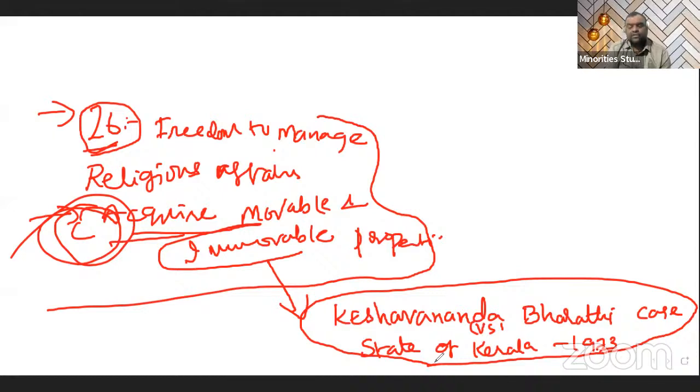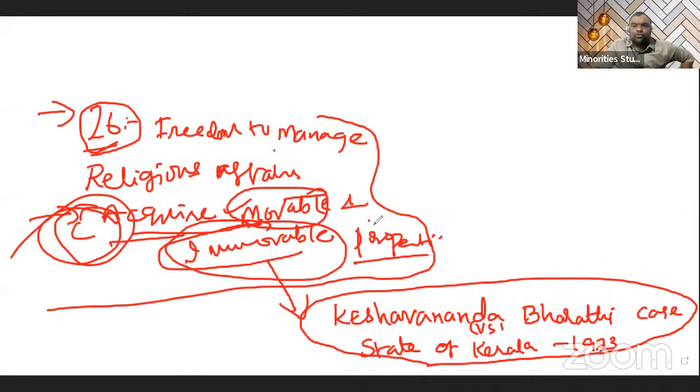So Kesavananda challenged in the High Court that the state shall not have the right to acquire or possess religious endowments or religious assets, because Article 26 clause C says that religious endowments or religious institutions can acquire movable and immovable properties. They have every right to acquire them, and no government is supposed to take away this property, because it is in Article 26 clause C.